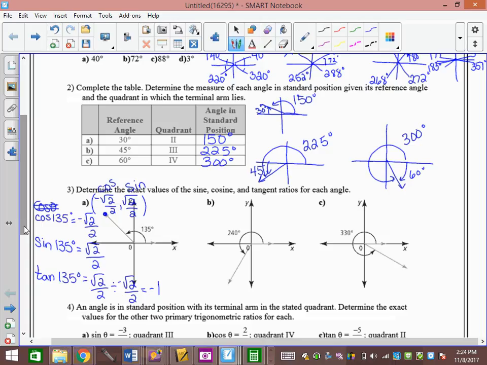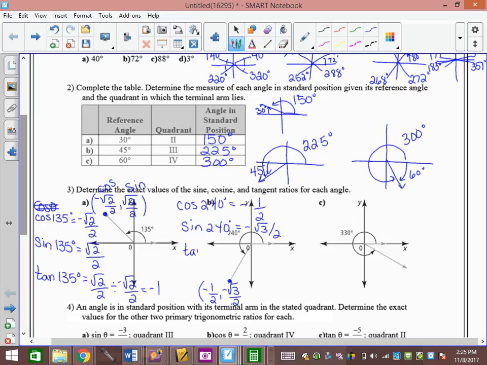Now, 240. What's the coordinate at 240? It's going to be negative a half and negative root 3 over 2. So cos of 240 equals negative a half. Sine of 240 equals negative root 3 over 2.